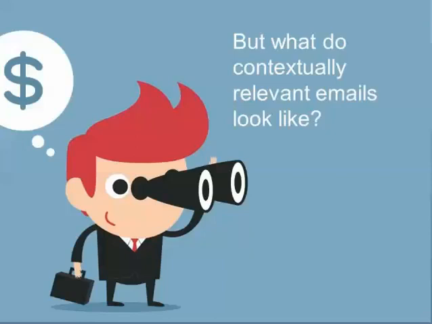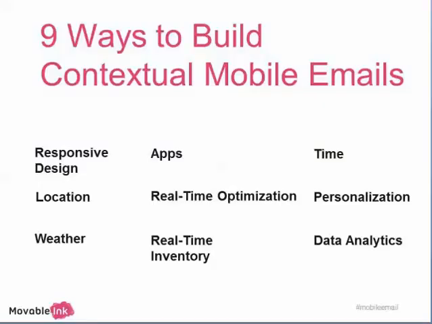Thanks, Vivek. So as we've discussed, contextual mobile emails take into account a customer's context. That means including ways to make the email feel more personalized and relevant. Contextual mobile emails can include a number of different elements. We've decided to showcase 9 for you today: responsive design, location, weather targeting, apps, optimization, inventory, time, personalization, device, and real-time content data analytics.